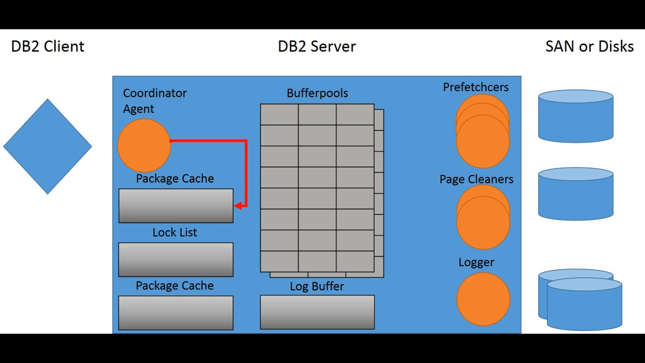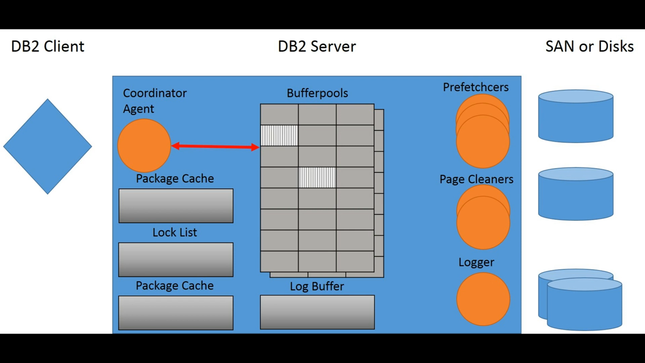The coordinator agent checks to see if there is an access plan for this query in the package cache. If there is a plan, the coordinator agent can use it. If there is not a plan, an access plan is compiled and placed into the package cache.